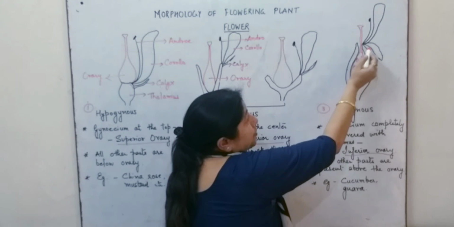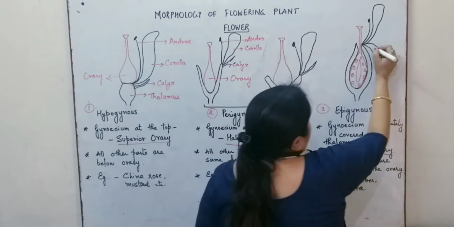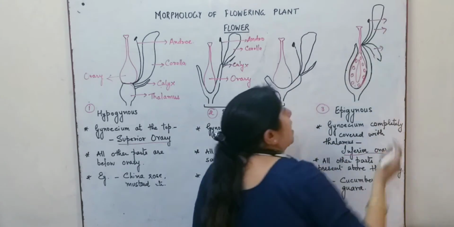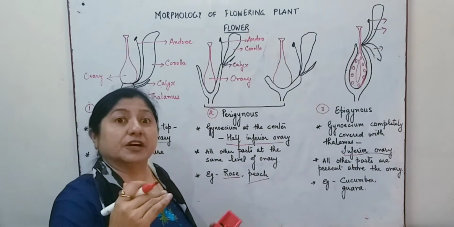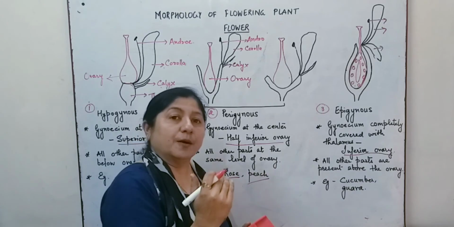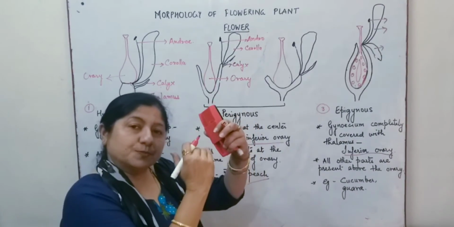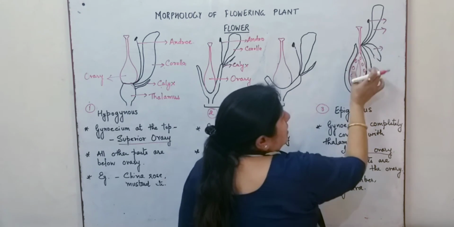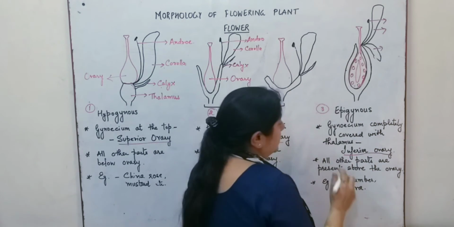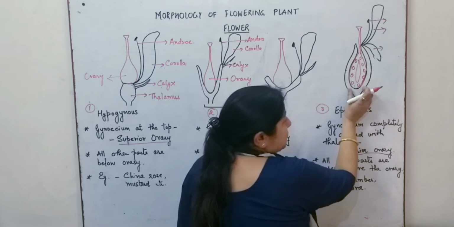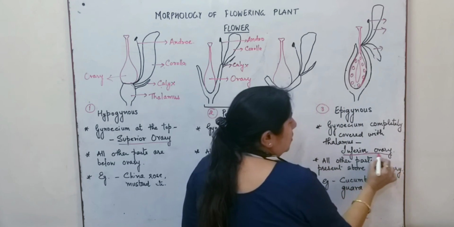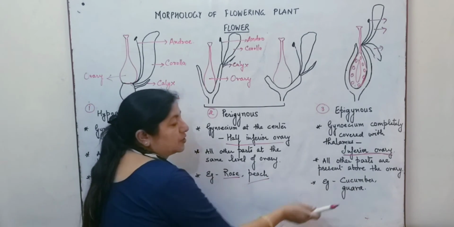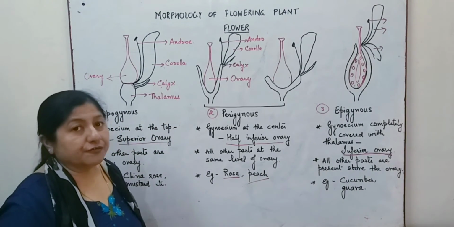because all the floral parts, that is the calyx, the corolla and the stamen, that is the androecium, are lying above the ovary. And since they are lying above, the ovary is present below over here, and all the floral parts are superior to the ovary. So ovary is placed inferior, and it is therefore called inferior ovary. This condition is found in cucumber plant and the flowers of guava.